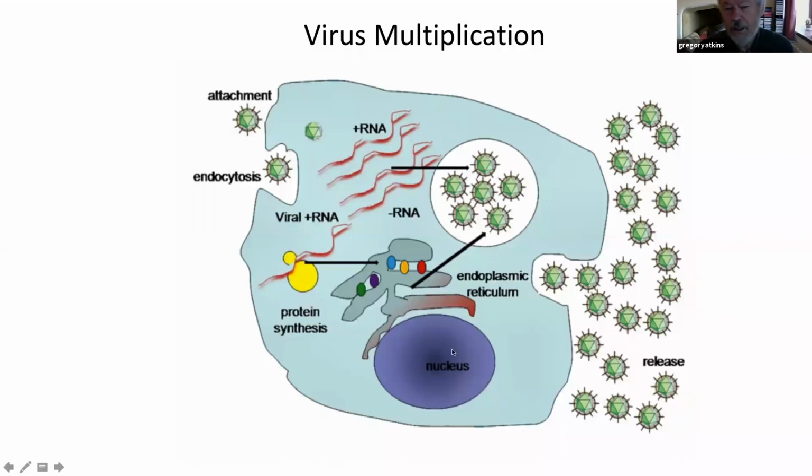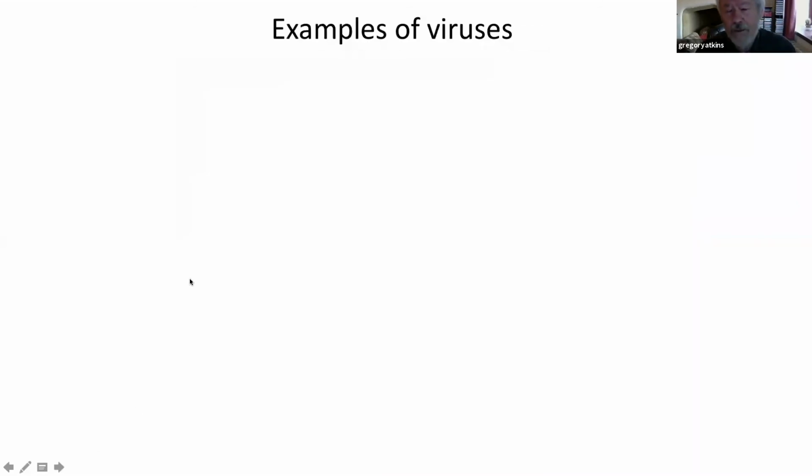And of course, this whole process is very disruptive to the cell, and that's one of the reasons viruses cause disease, because this quite often kills the cell. It can have other effects, which I'll come on to later on. So, some examples of viruses.